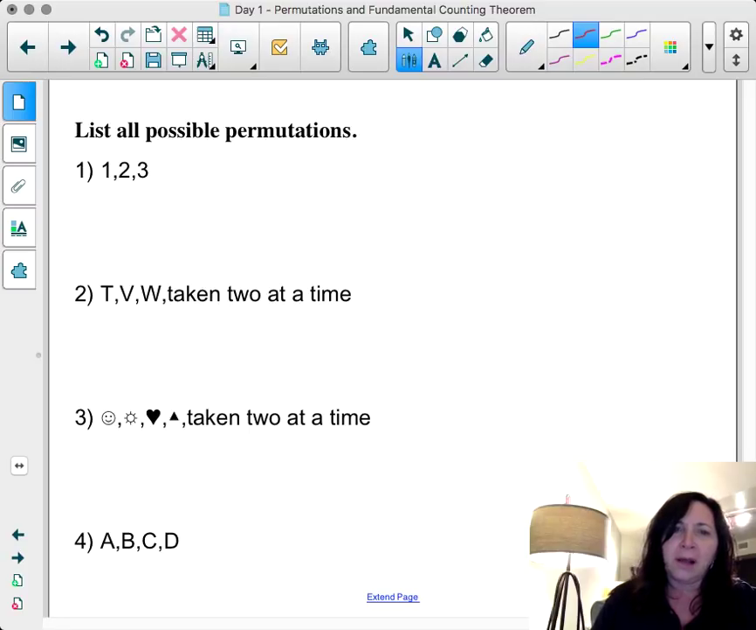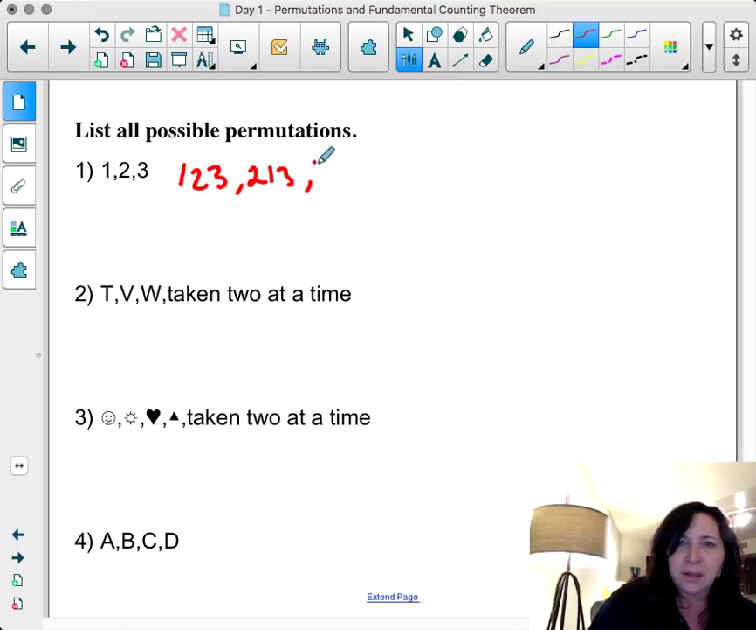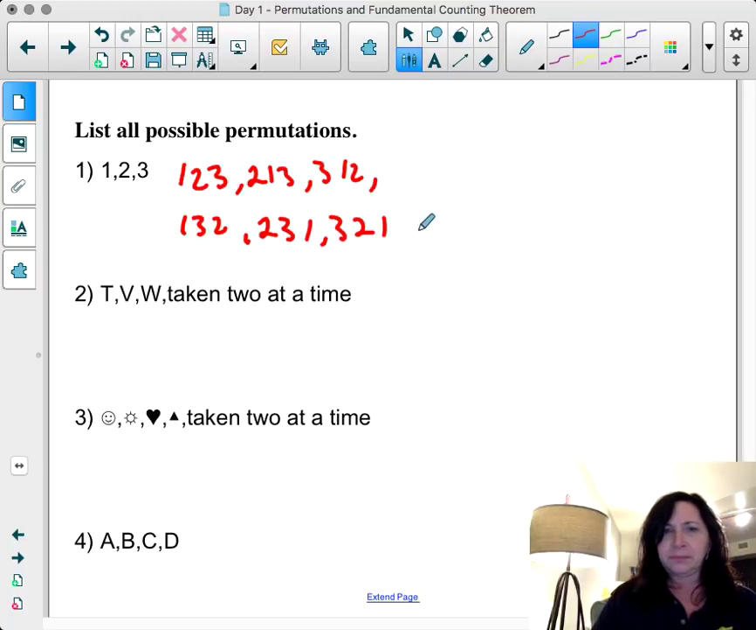1, 2, and 3 in all the different ways you can write it. So for this problem, I'm going to get 1, 2, 3, 2, 1, 3, 3, 1, 2. Let's see, 1, 3, 2. What am I missing? 2, 3, 1, and 3, 2, 1. So those are all the permutations. So there's 6 of them.